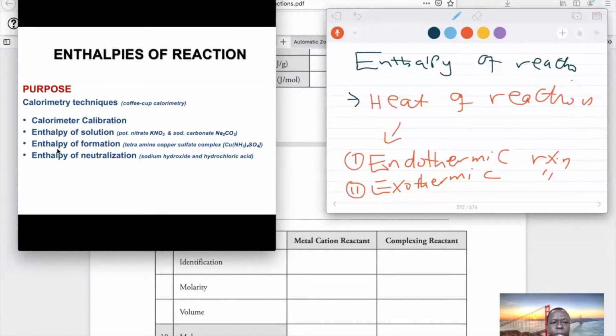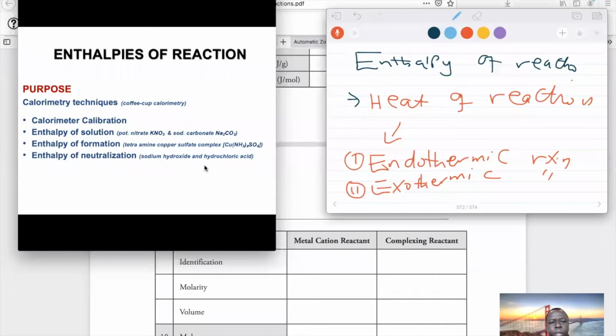We'll also look at the enthalpy of formation of the tetraamminecopper(II) sulfate complex. When it is formed, it can either be exothermic or endothermic. We will find out from the data collected. And then lastly is the enthalpy of neutralization of sodium hydroxide and hydrochloric acid.